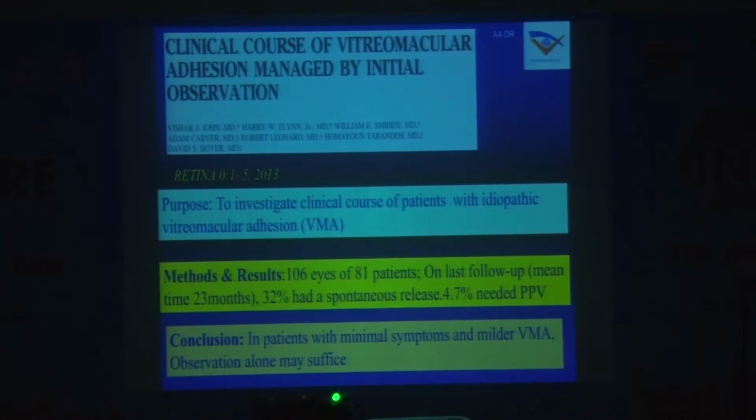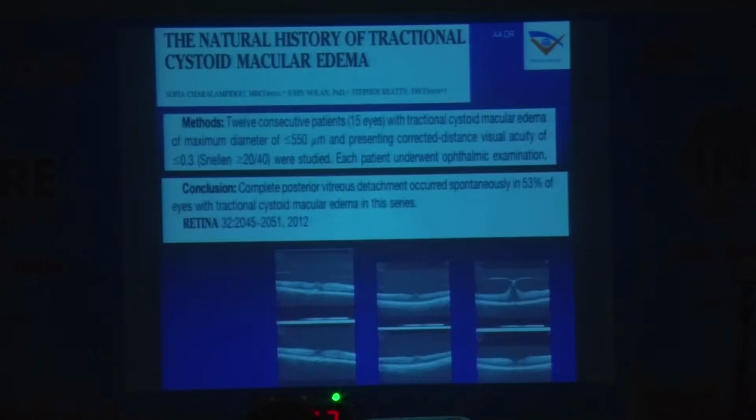You can either observe these patients, as was reported then in 106 eyes of 81 patients who were followed up for a period of 23 months. 32% had a spontaneous release and 4.7% needed pars plana vitrectomy. Now, in the natural history of cystoid macular edema, a complete posterior vitreous detachment occurred spontaneously in about 53% of these patients with tractional cystoid macular edema.